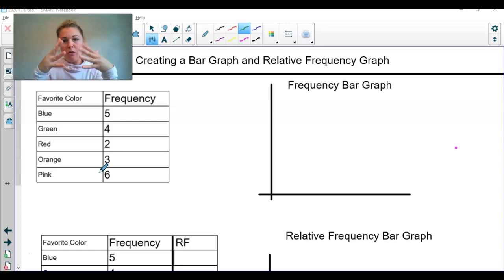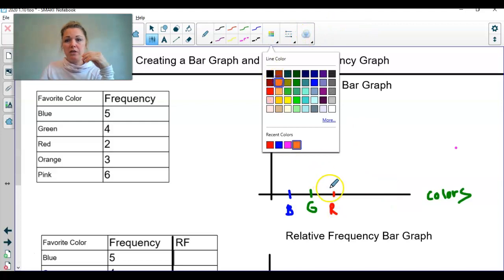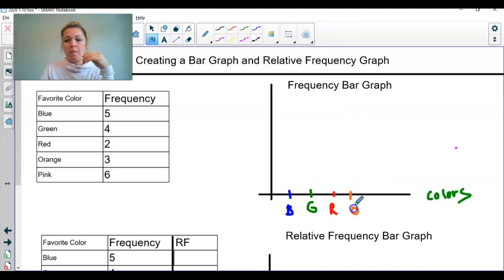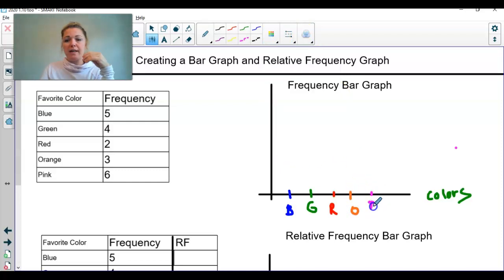So for a bar graph, what we need is this x-axis, and on this x-axis, we're going to put the category. So that's favorite colors. And we have blue, so I'm going to do that in blue and put B for blue. We have green for G. Okay, we have red, and we're going to put an R there. We have orange. And finally, we have pink. So that's the x-axis there.